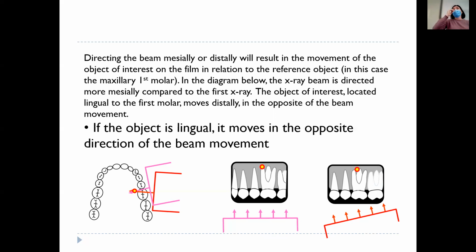Yeah, Jenny? So the question is, is it only horizontal? It applies to vertical as well. We just haven't gotten there yet. But yes, it applies to vertical.